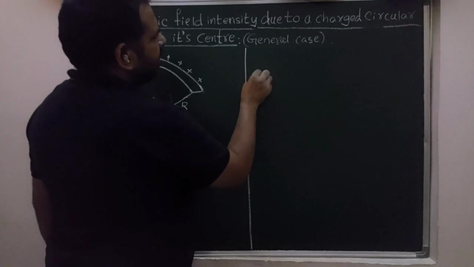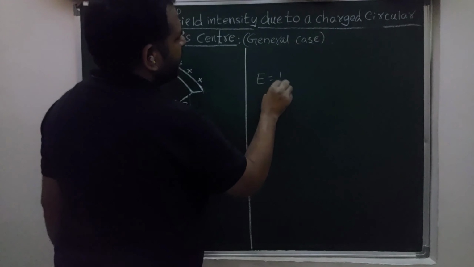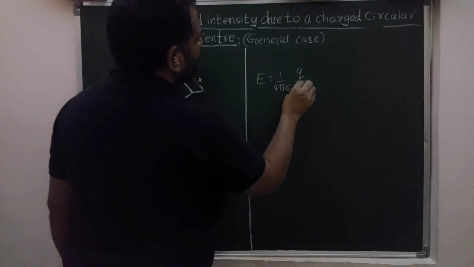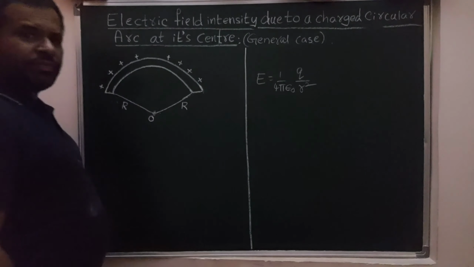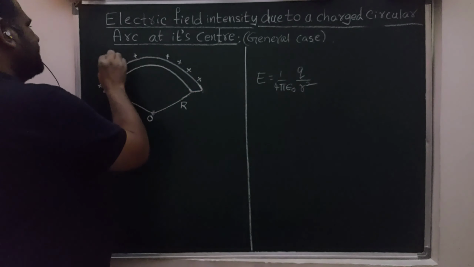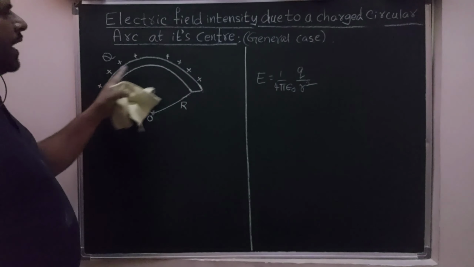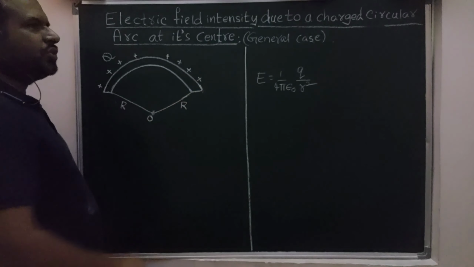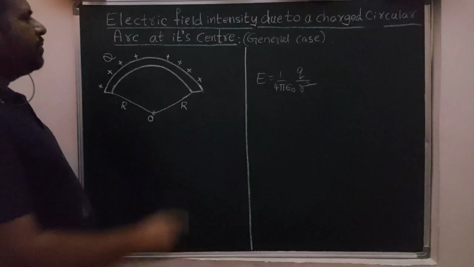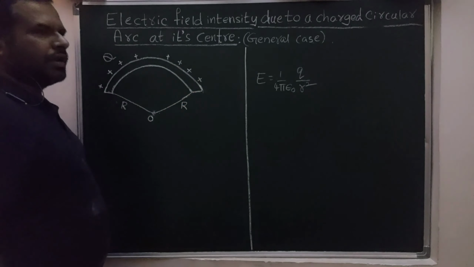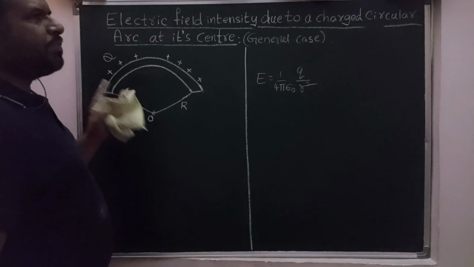If a point charge is there, what is the electric field intensity due to the point charge at a distance r? We can write 1 by 4 pi epsilon naught into q by r square, if q is the point charge. But here the charge is not a point charge. Let capital Q be the charge on the arc of a ring, uniformly distributed. Here I have taken positive charge. We can take negative charge also. Q is the total charge on this arc.